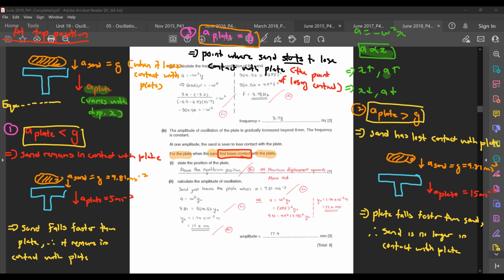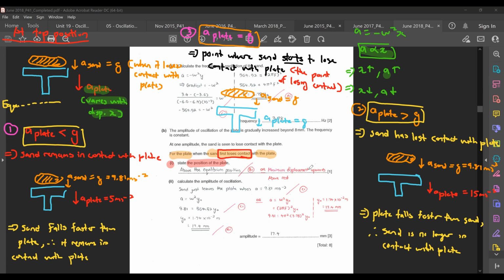So in my case, the sand is here, its acceleration is equal to g. The plate is again here. The acceleration of my plate is equal to g. This is the point where your sand starts to lose contact, the point of losing contact. Just bear this in mind because you need to use this to do the last part of your question. So you look at part 1 first. State the position of the plate where your sand first loses contact with the plate.